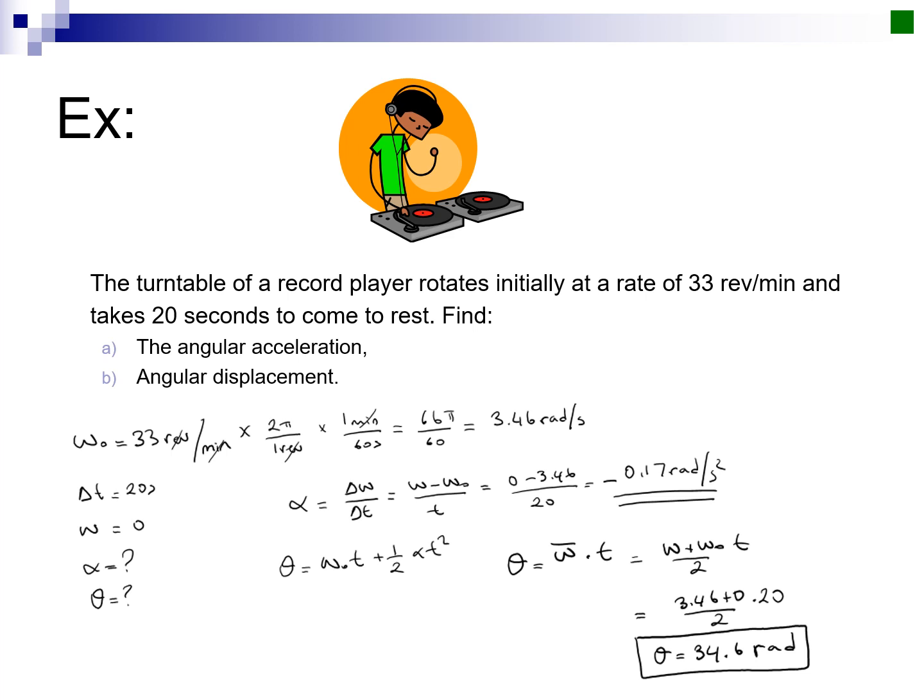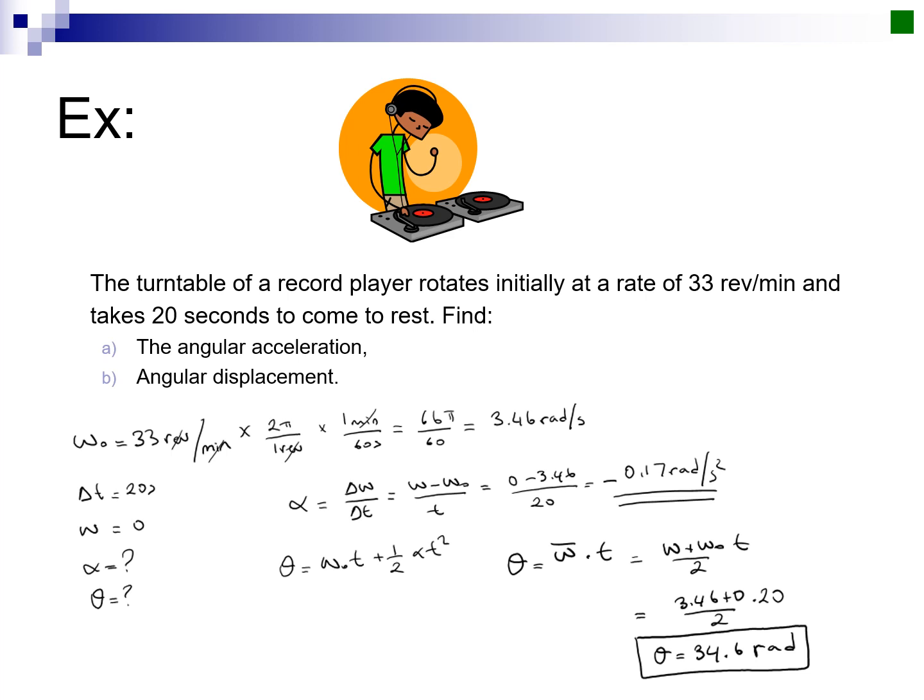Now let's find the angular displacement. Now there are several options here. I can use the angular displacement is equal to original velocity times the time plus 1/2 acceleration t squared. Well, that's definitely an option, but there's a better way to go around it. I'm going to use the average velocity. So the displacement is equal to average angular velocity times the time. So the average velocity is the velocity plus the original over 2, times the time.